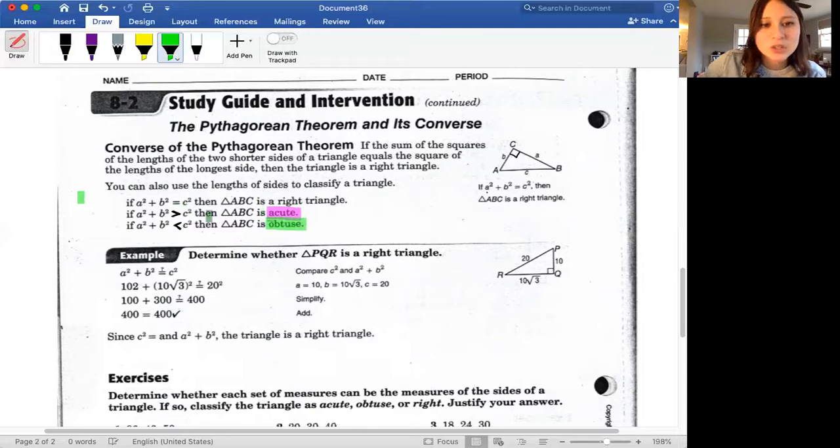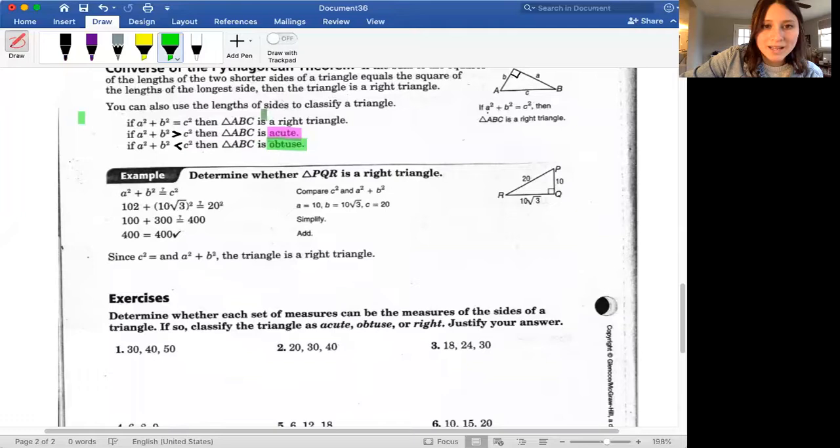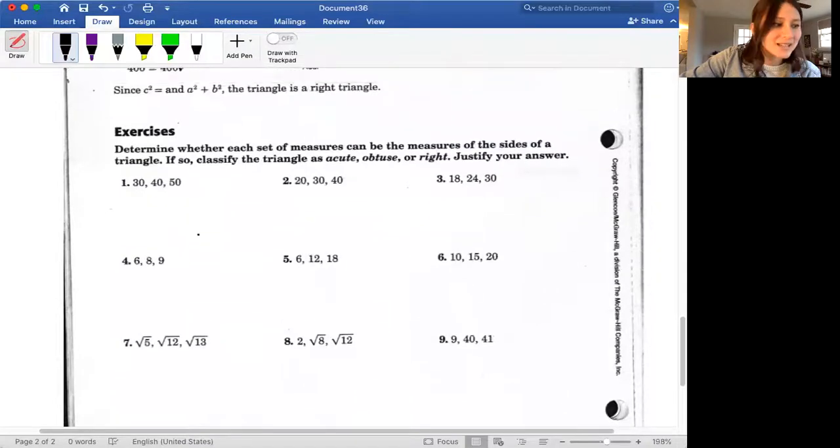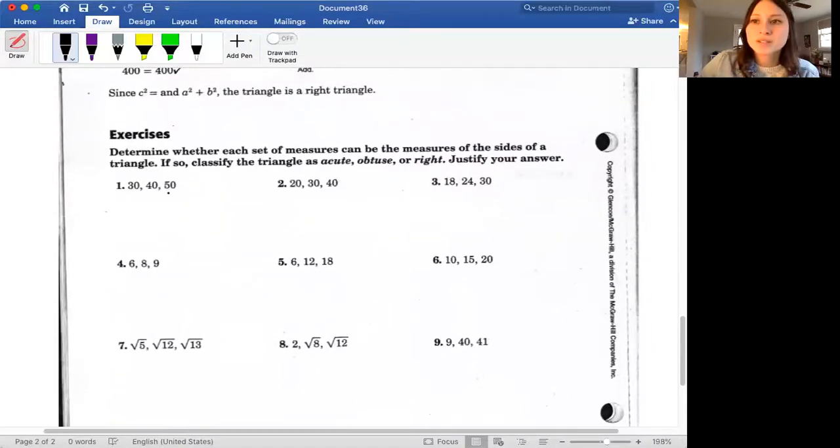If the legs squared added is less than the hypotenuse squared, then your triangle is obtuse. So you can actually use the Pythagorean theorem and work backwards to find out what kind of triangle you have. Now, something that's interesting is if you see a triple, you don't even have to work it out. You know it's going to be a right triangle.